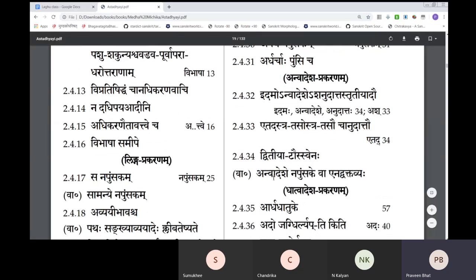Dvitiya tau swenaha. So here anvadesha napunsakeva enad vaktavya. We'll go to the vartika when we see in the laghu. But here, what is the anuvritti here? You see the etad. So etad is there, and here you see idamaha also, idamaha anvadeshe anuddattaha. So we'll take all of that in our.